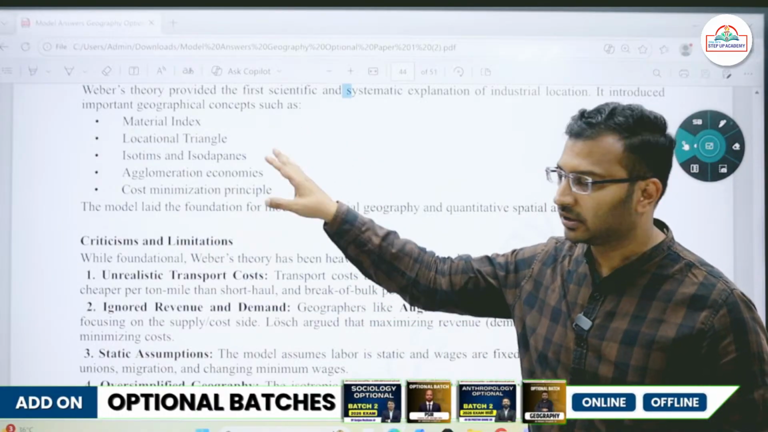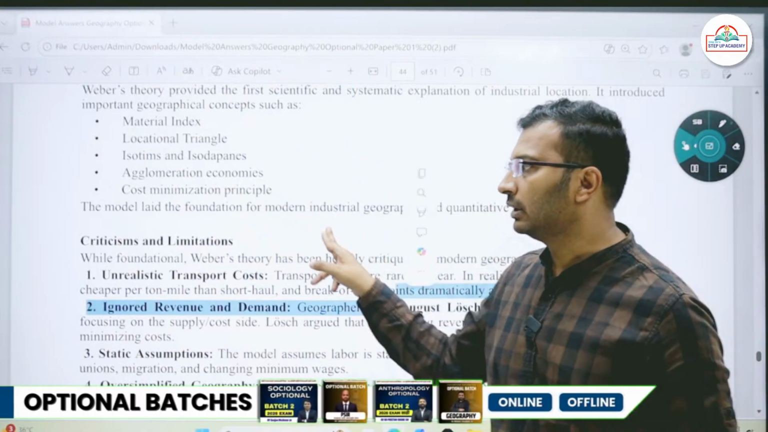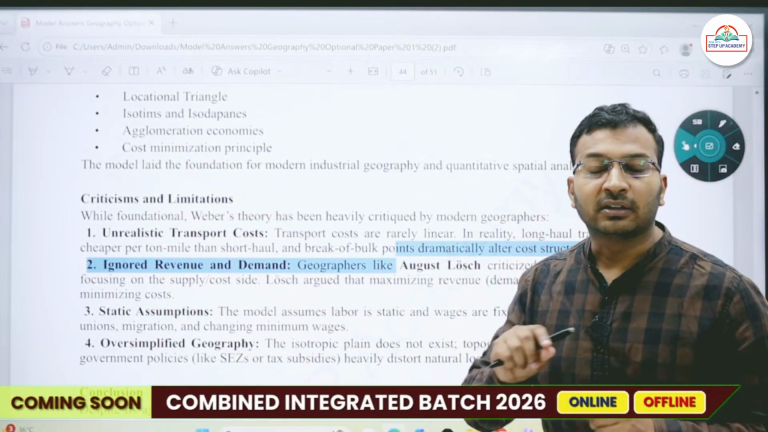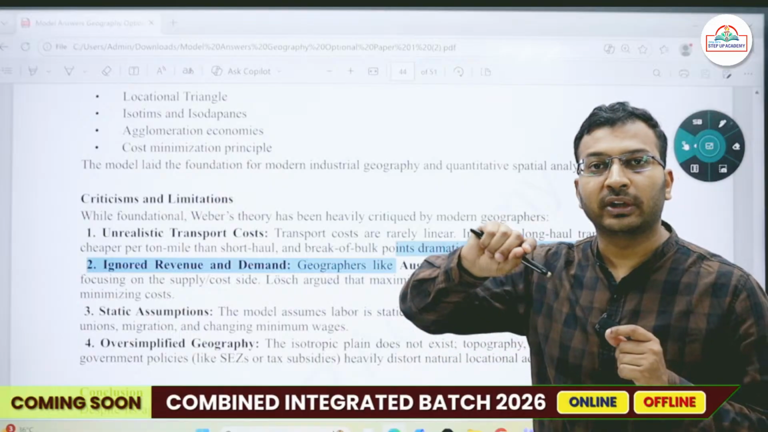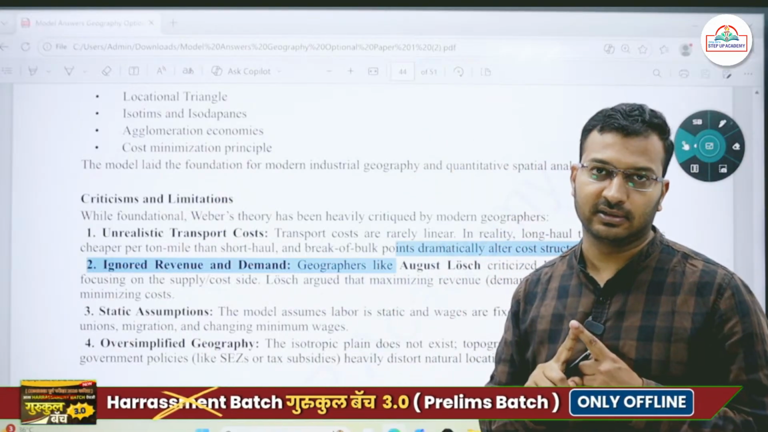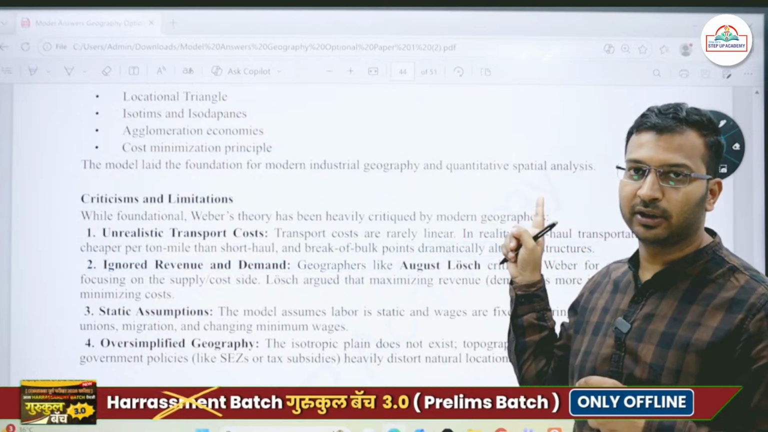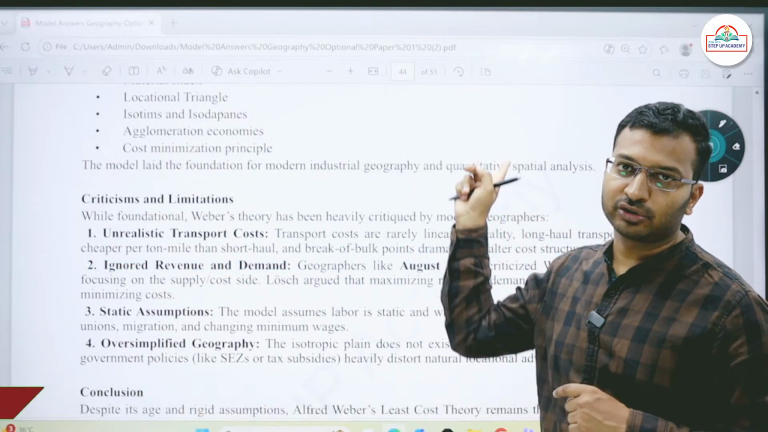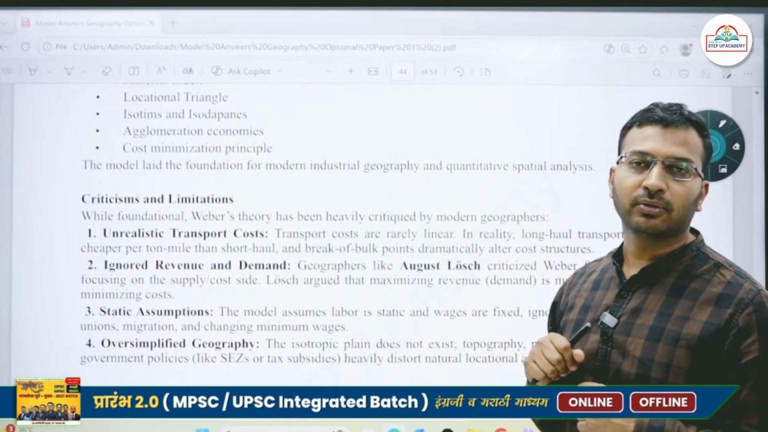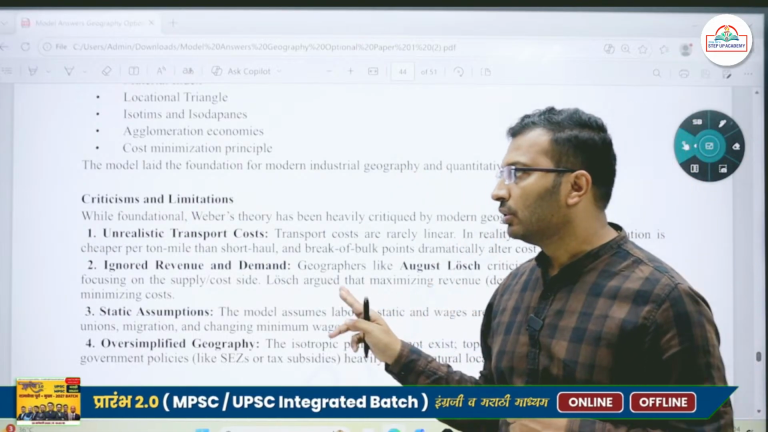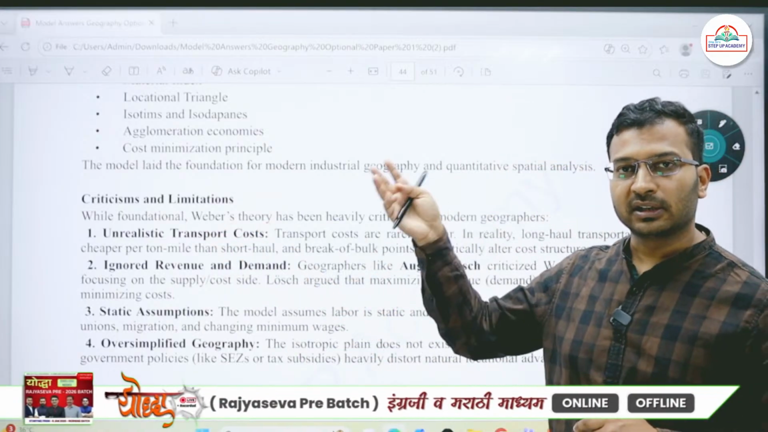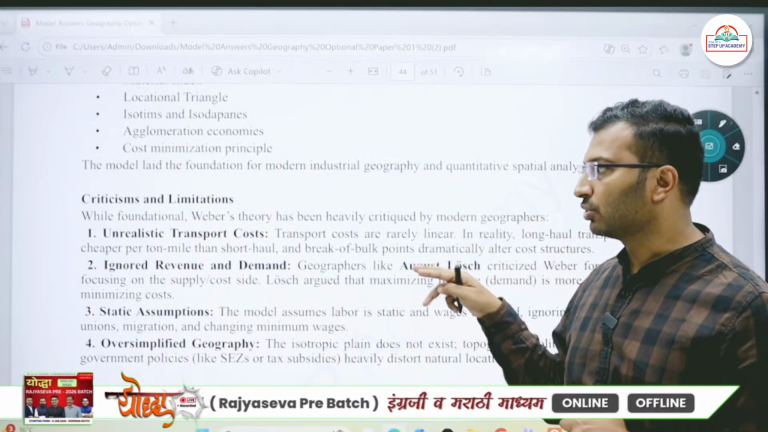They have asked to explain, so write everything. First of all, he talked about the unrealistic transportation cost. He said that the transportation cost goes on increasing in a linear manner with increase in distance. With increase in distance from A to B, the transportation cost goes on increasing, as a result of which industries won't be located over there. But this is not the reality. As I've said, in India, with increasing distance, the cost of transportation goes on decreasing.